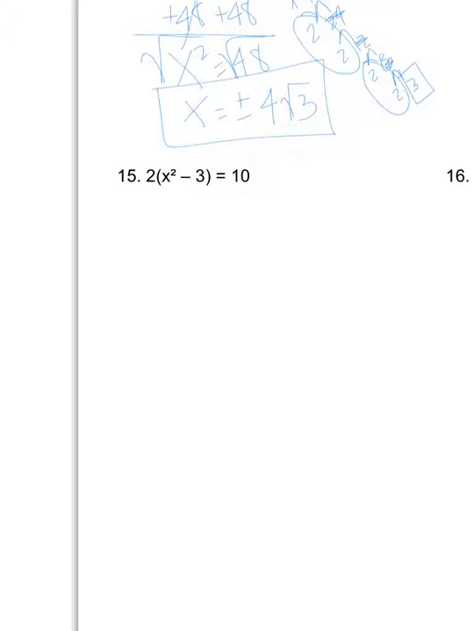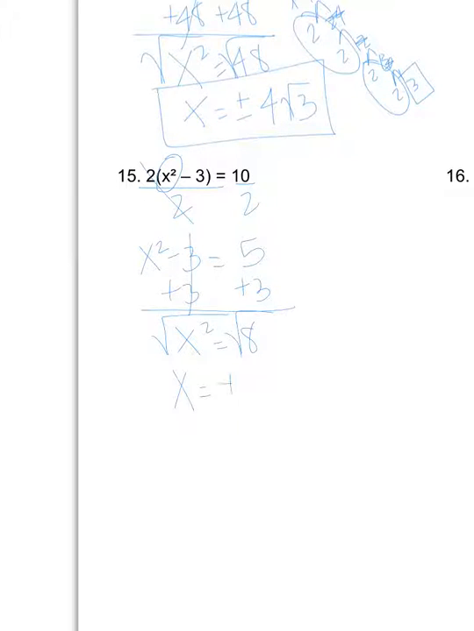Okay, 15 is a little different because we have an x squared and it's inside parentheses here. So first I want you to circle your term that's squared, so it's x squared. You could first distribute the 2 inside, and then you could solve for x squared. But I'm going to get rid of the 2 first. So I'm going to divide both sides by 2. And so I'm left with x squared minus 3 equals 5. And then I'll add 3. So x squared equals 8. And then notice that's the same thing that we just had. We take the square root of 8. We get a positive and a negative 2 square root of 2.